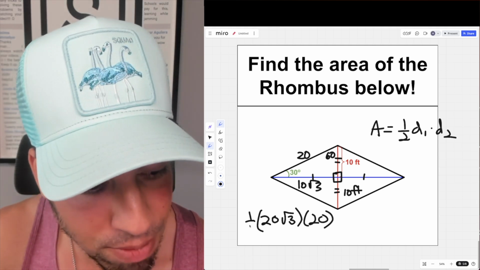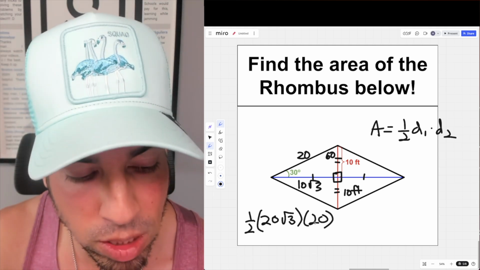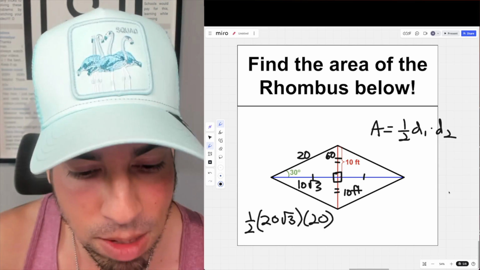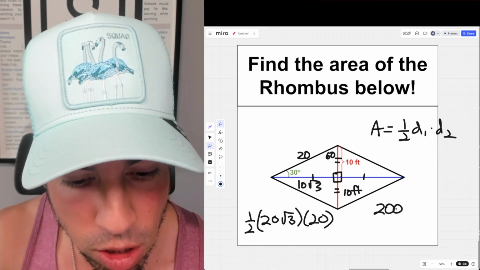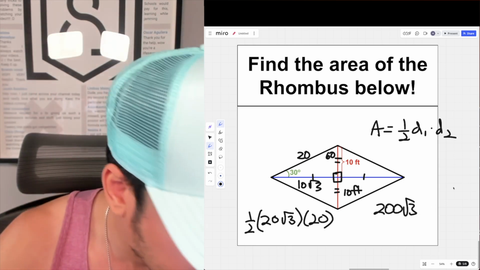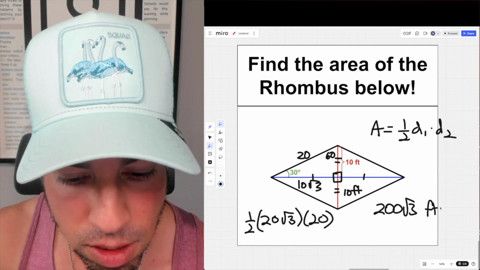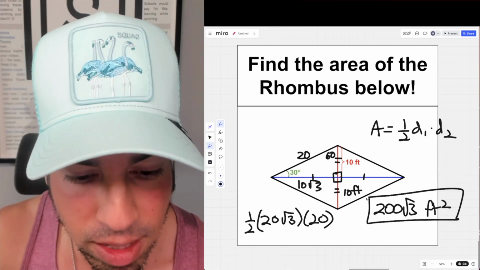And then taking half of this will give us our area. So 20 times 20 radical 3 is 400 radical 3, divided by 2 is 200 radical 3. And of course, the units are feet squared, and that's how you do it.